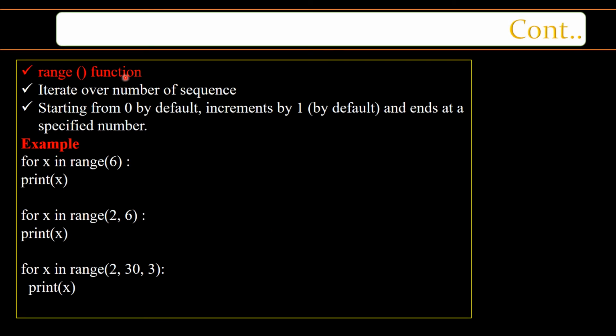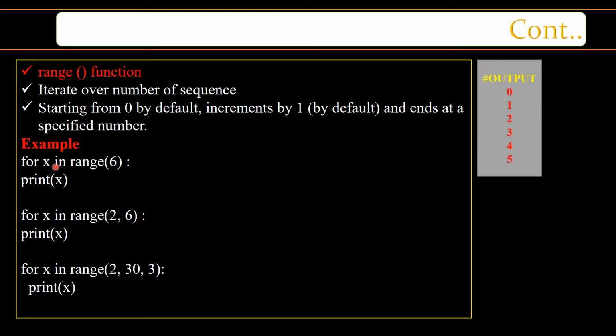The next one is how we are going to use the range function in the for loop. Here it iterates over a sequence of numbers. It starts from 0 by default, increments by 1 by default, and ends at the specified number. Consider the example: for x in range of 6, print x. It starts from index 0, so 0 up to 5, the values 0, 1, 2, 3, 4, and 5 get printed.